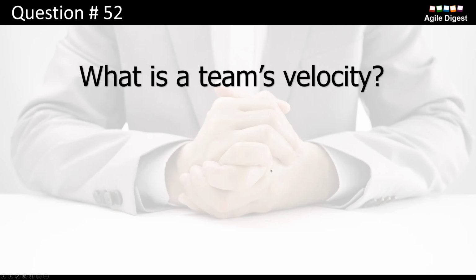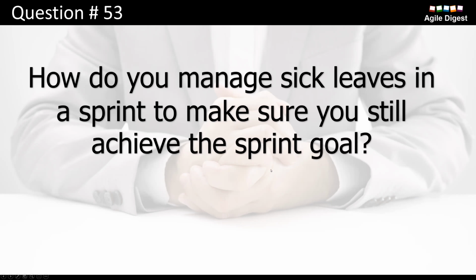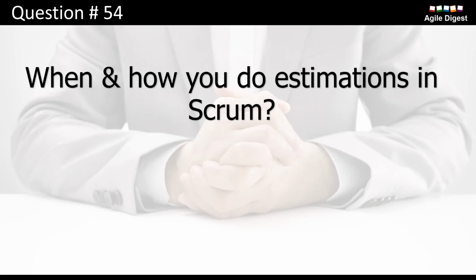All right. How do you manage sick leaves in a sprint to make sure you still achieve the sprint goal? I think we already talked about this earlier, right? If one person suddenly goes on leave, what will happen. So we are not discussing this one once again. Let's talk about the next question. When and how do you do estimations in Scrum?